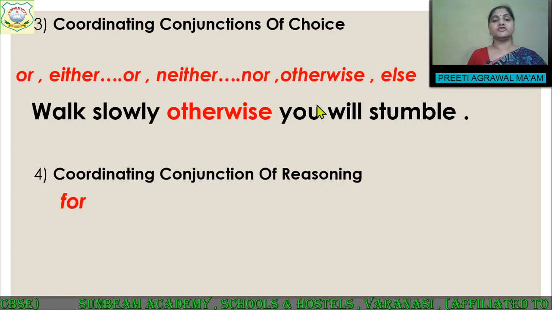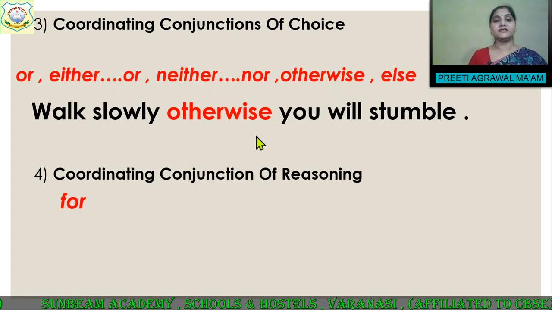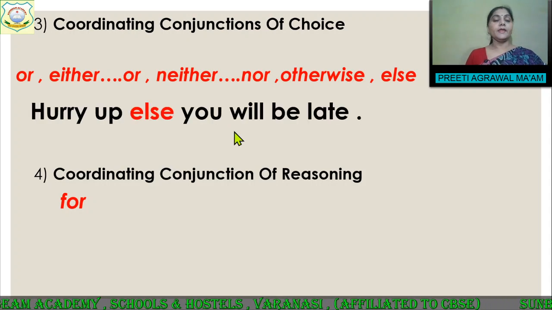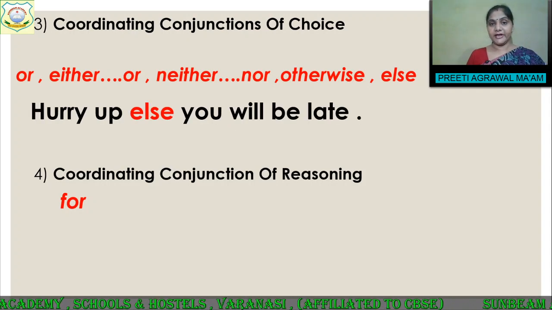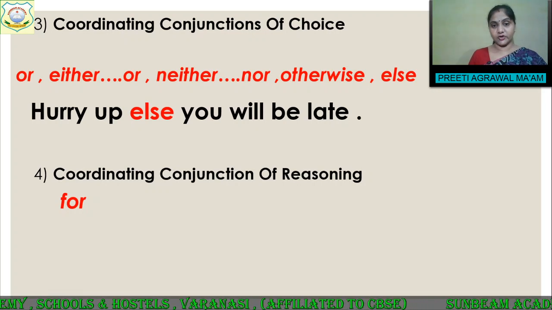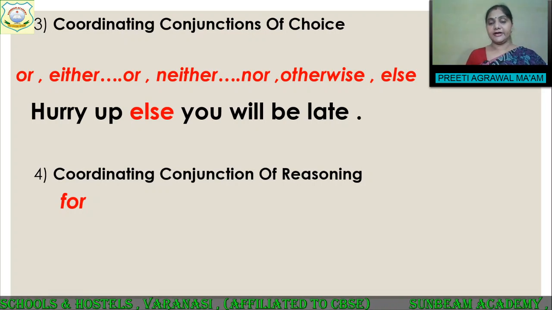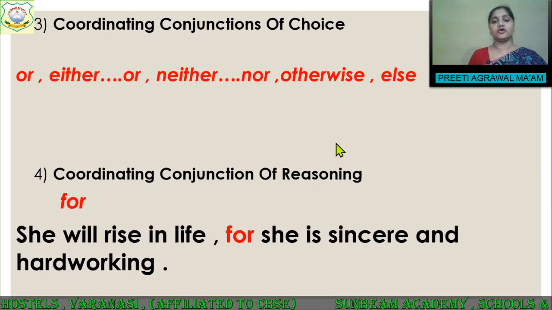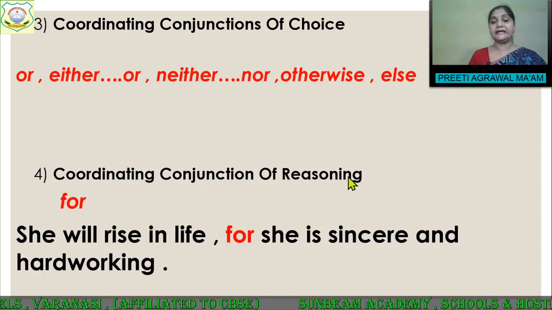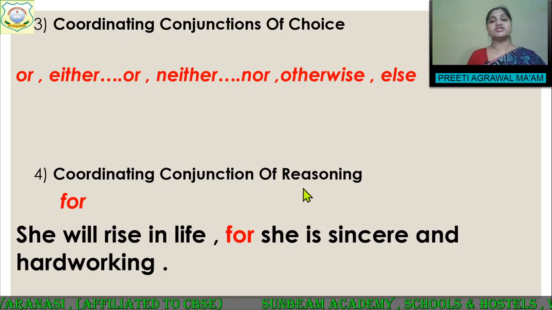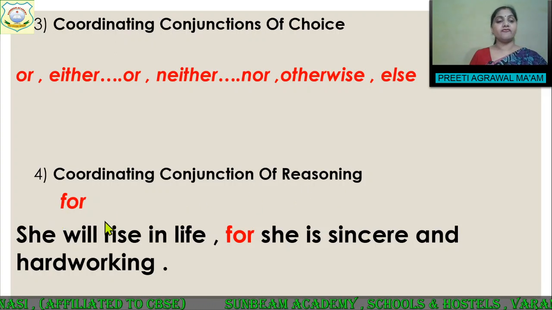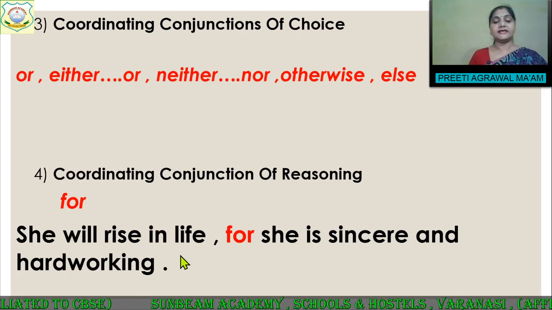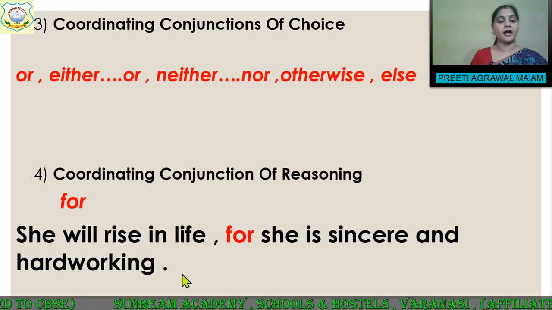Walk slowly, otherwise you will stumble. Otherwise is again the conjunction of the choice. Okay. Hurry up, else you will be late. Again, conjunction of choice. So these were the coordinating conjunction of choice. Now there is one coordinating conjunction of reasoning also, when you have to tell the reason. So which conjunction you will be using? You will be using for. For means here you are giving the reason. She will rise in life for she is sincere and hardworking.